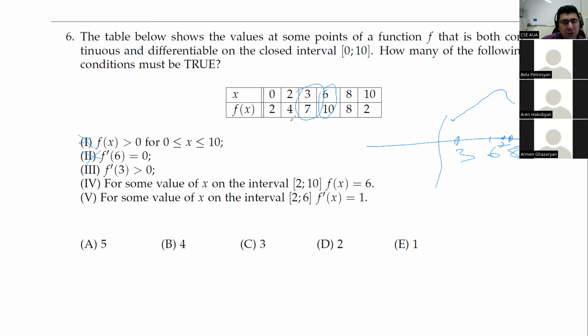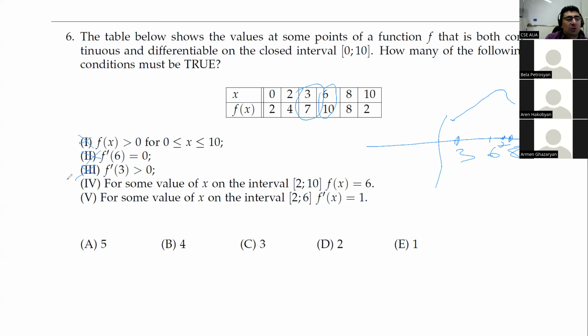should be positive. Again, we don't know. Maybe starting from 2, our function increases, then starts to decrease, and then again increases. And at 3, it is decreasing, not increasing. So it is not guaranteed that f prime of 3 should be positive. This table is not enough. Next: for some value of x on the interval, f(x) equals 6.